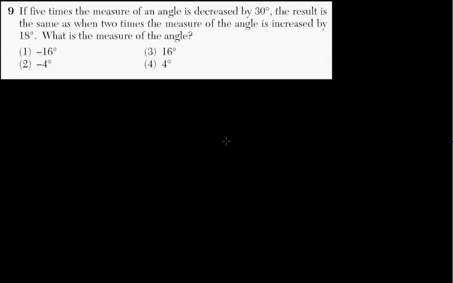Here is problem number 9 in the January 2009 Math A Regents exam. It's one of these big word problems with a lot of words. It says, if 5 times the measure of an angle is decreased by 30, the result is the same as when 2 times the measure of the angle is increased by 18 degrees. What is the measure of the angle?